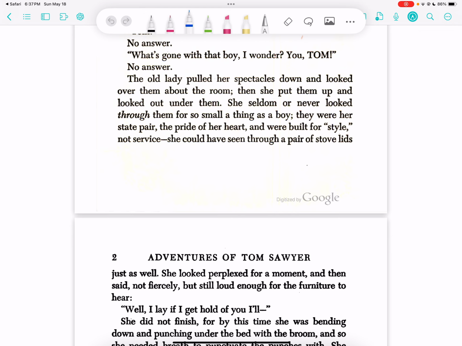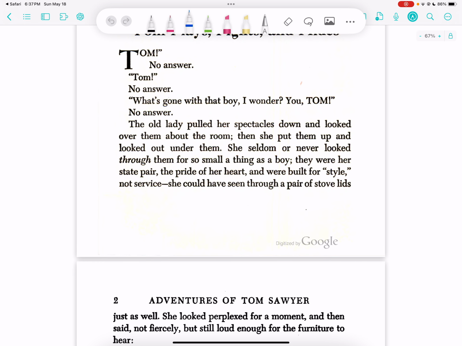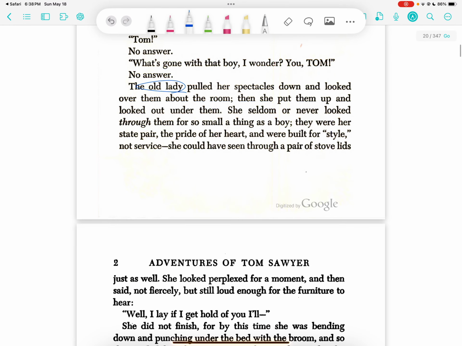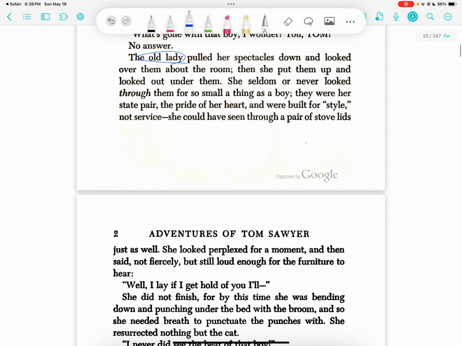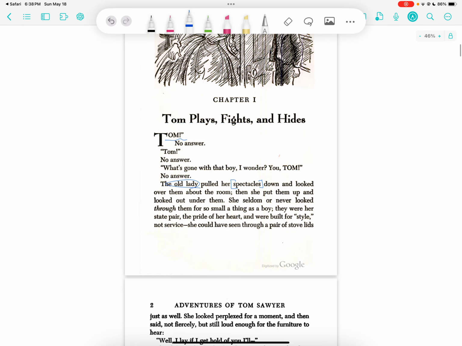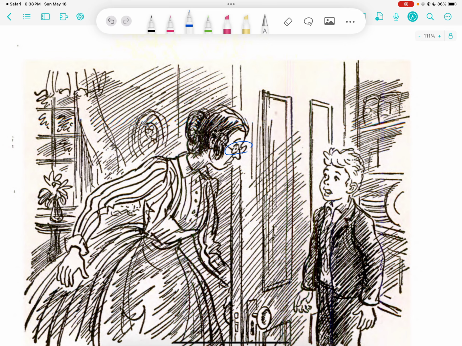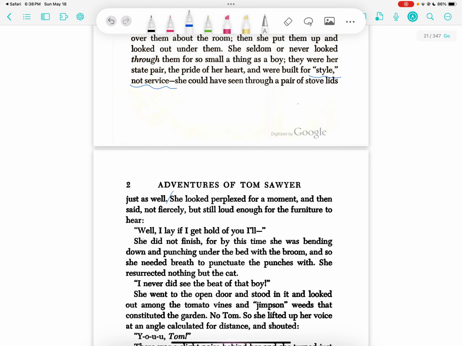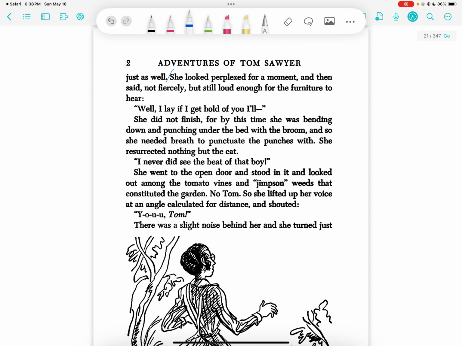Okay, so just from that sentence, we see a lady, the old lady. I wonder who she is. She's calling for Tom. Possibly they're living together, possibly she is his mother. She seldom or never looked through her spectacles, and you can tell immediately this is going to be a pretty humorous piece. She never looked through her spectacles because they were tiny little spectacles, for style mainly and not for service. She couldn't really see well through them. But she was confused and she was calling for Tom. "Well, if I get hold of you all."